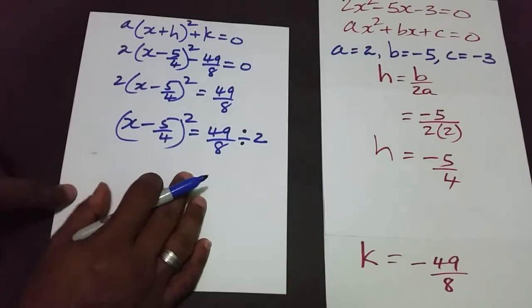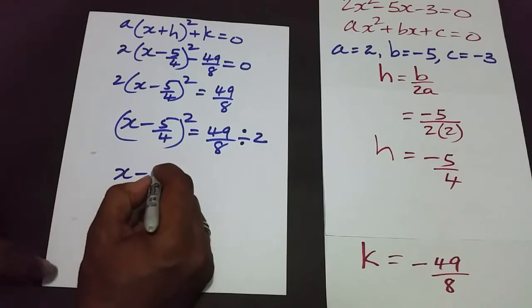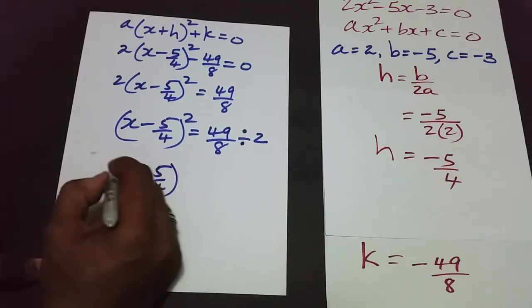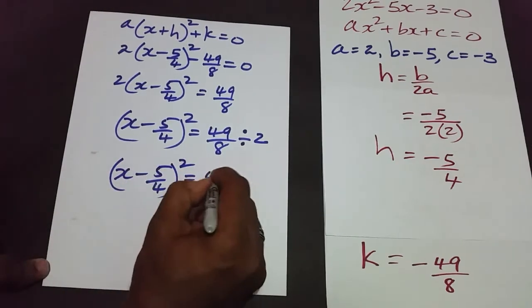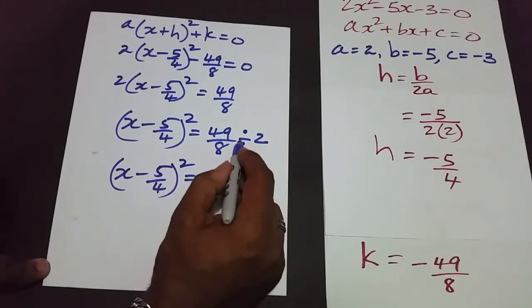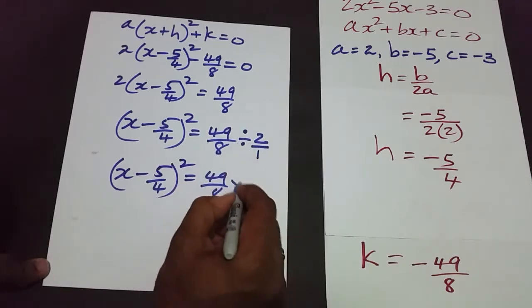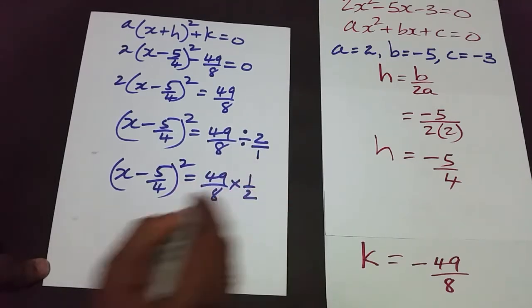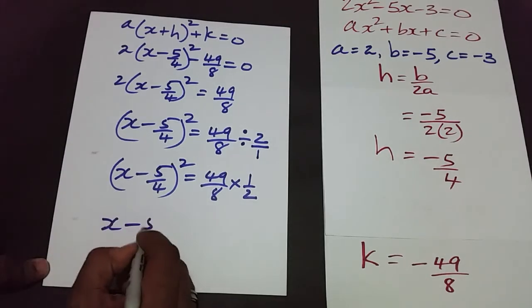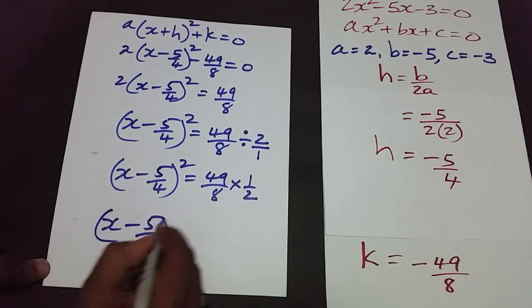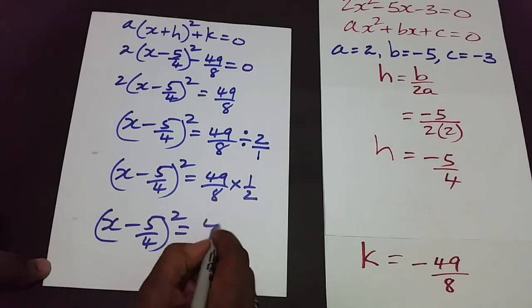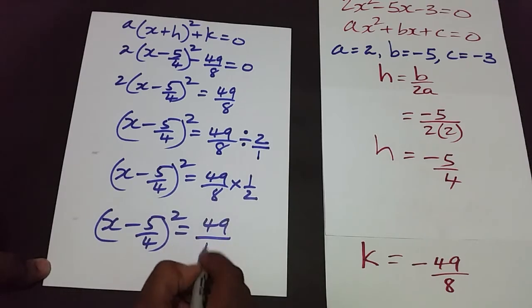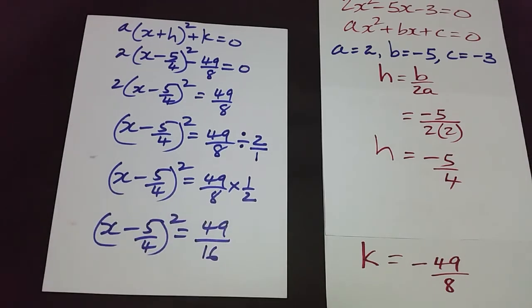You take your time and you work through the problem. So x minus 5 over 4 all squared equals 49 over 8. And when you're dividing by a number, change the operation and reciprocate. So x minus 5 over 4 all squared is equal to 49 over 16. All right, so that's where we are so far.